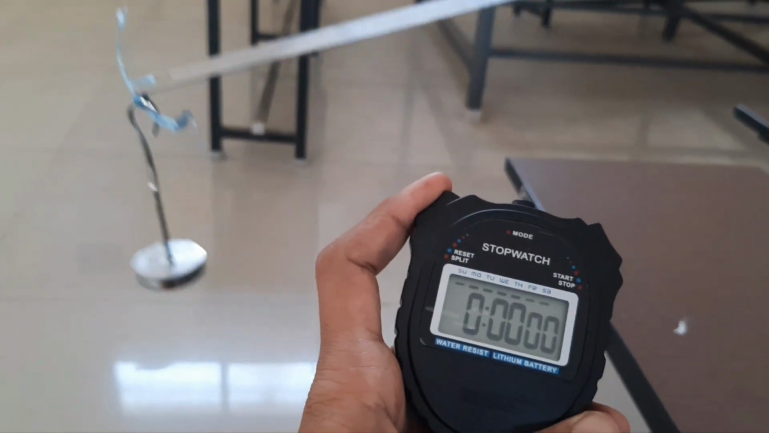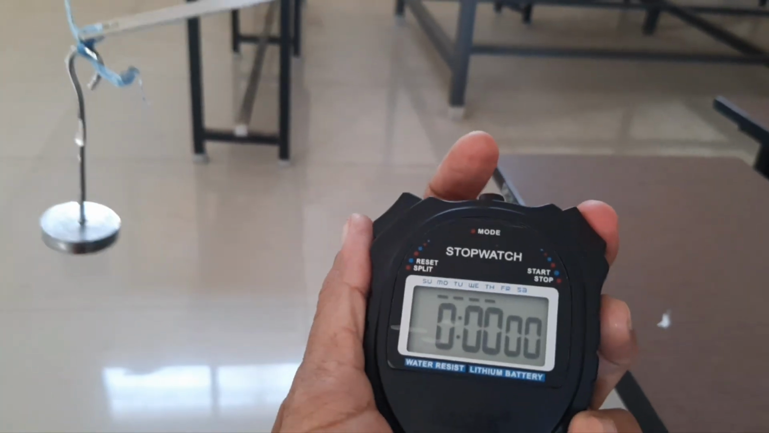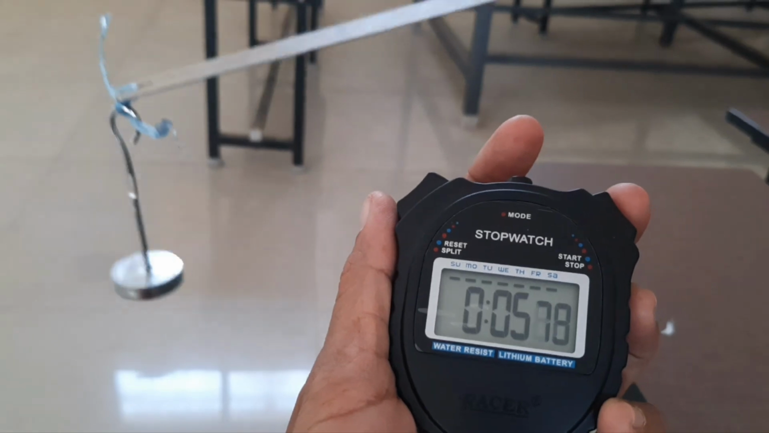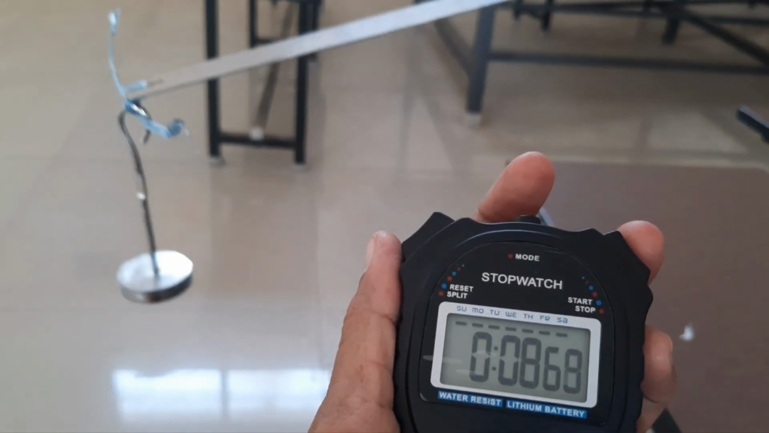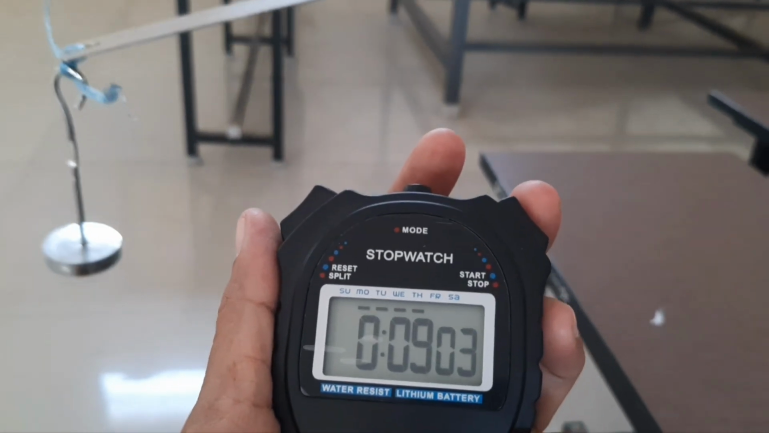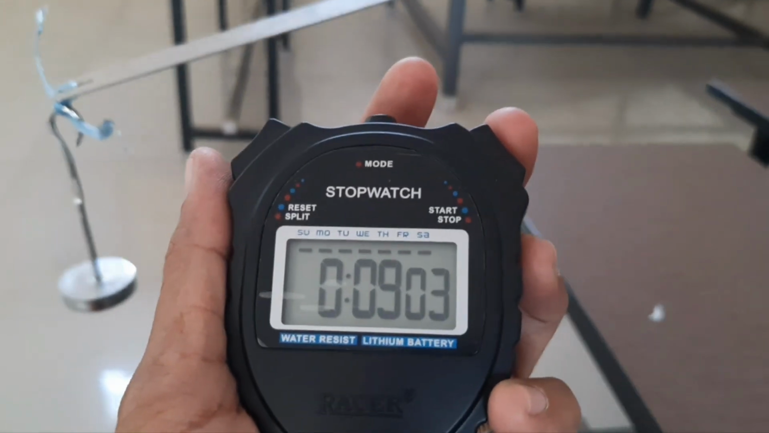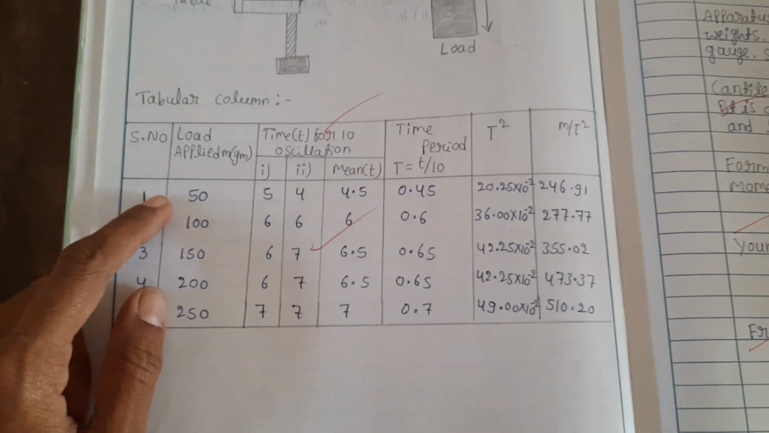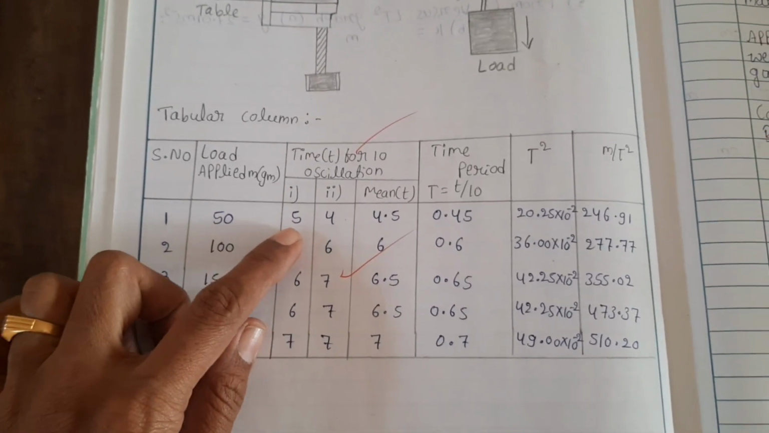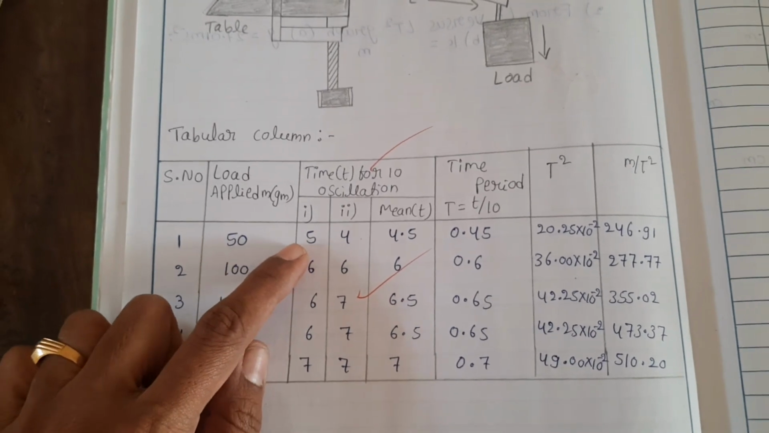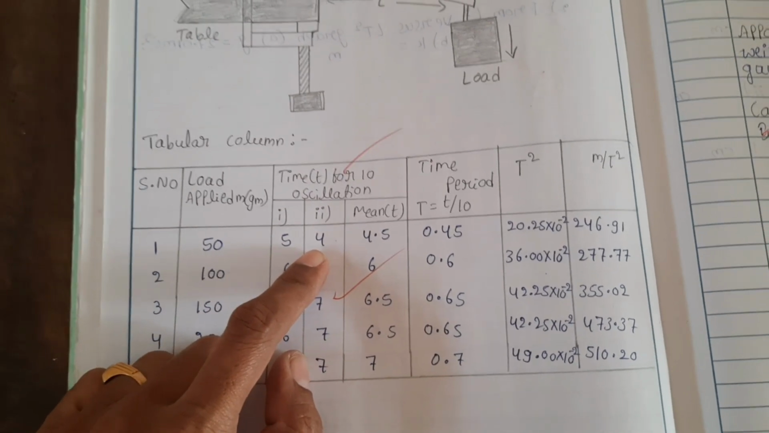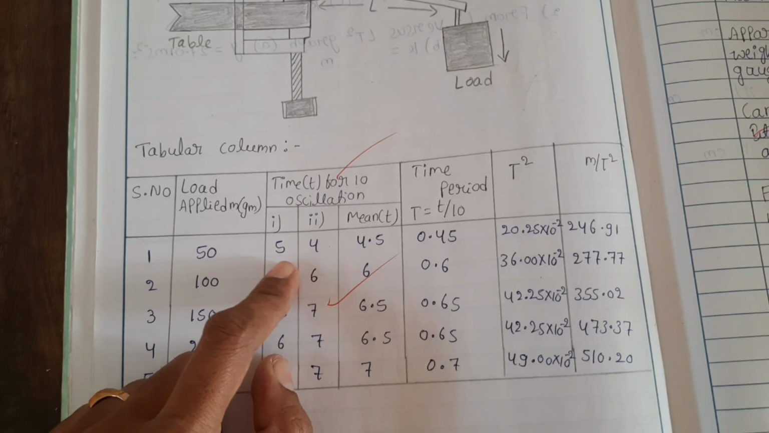Okay, now I will start the stopwatch. 1, 2, 3, 4, 5, 6, 7, 8, 9, 10. So for 10 oscillations it has taken 9 seconds. Then you should note down the time for 10 oscillations. So here for 50 gram we got 9 seconds, but for their experiment they got for 50 gram 5 seconds for 10 oscillations, and the second time they got 4 seconds for the same weight 50 gram.